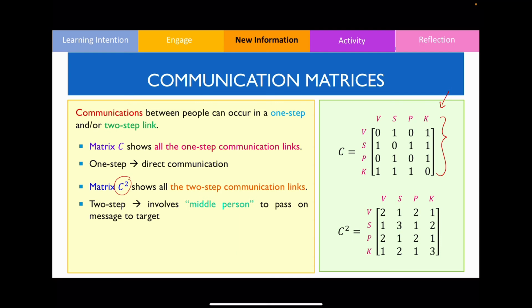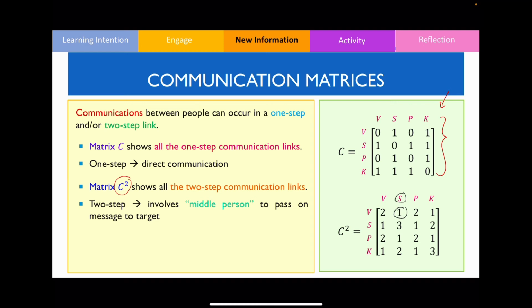Let's just use this value over here as an example. This is saying that there is one two-step communication that can occur between Vicky and this person over here that starts with S. I think that was Steven. That means that Vicky can talk to one person and that person can therefore relay that information over to Steven. This is the way that you should be interpreting the information given by a two-step communication matrix.